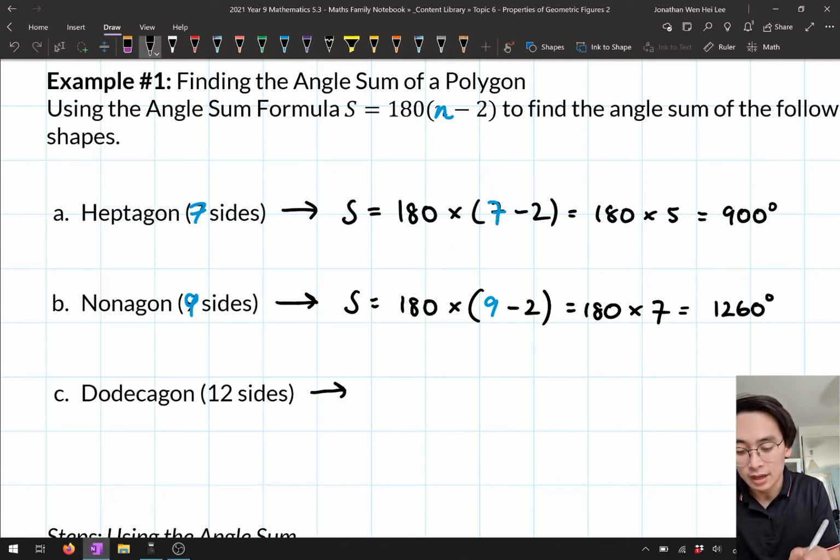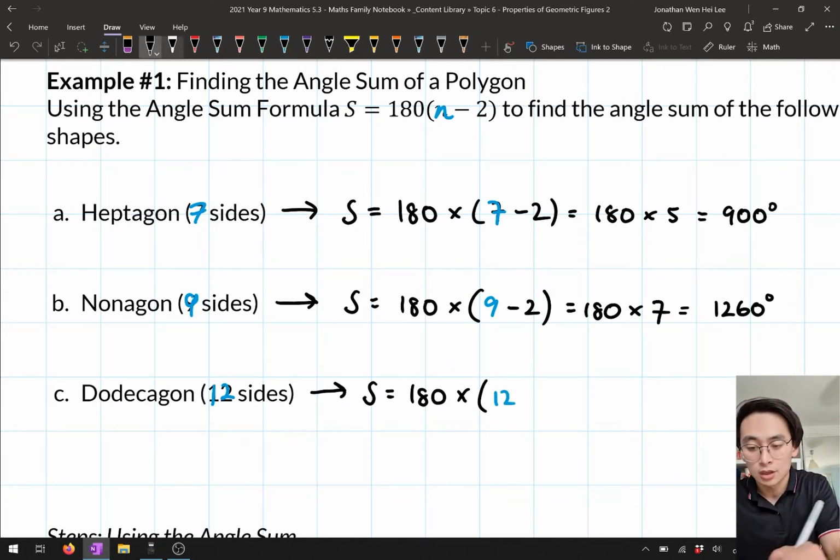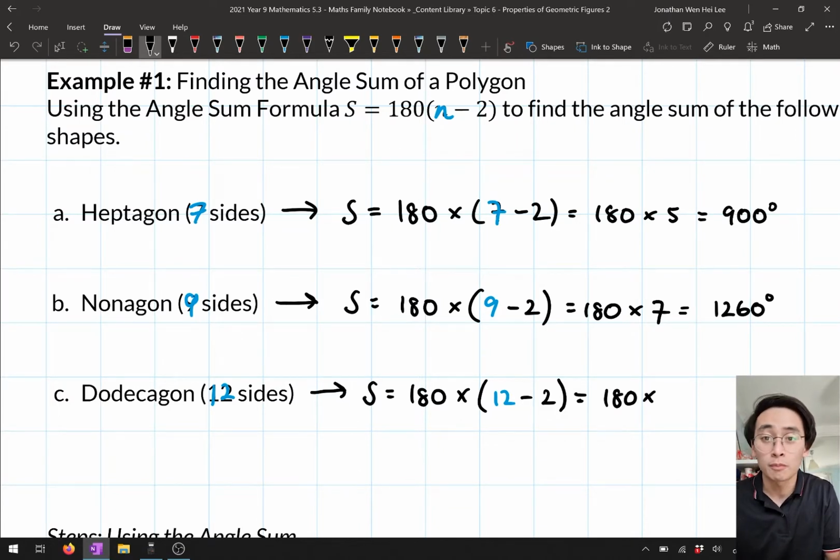Okay, last one here, dodecagon. A dodecagon has 12 sides, and so here all I'm going to do is the exact same thing. S is equal to 180 degrees times 12 minus 2, and so that's going to be 180 times 10, and that gives me 1800 degrees.